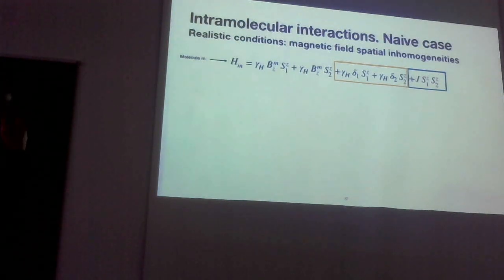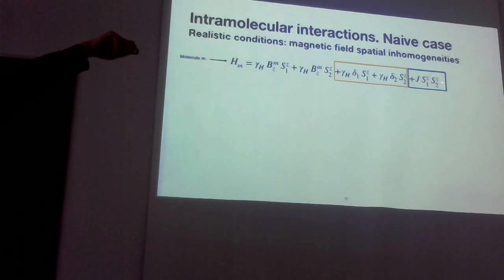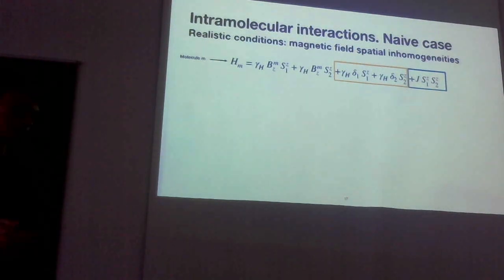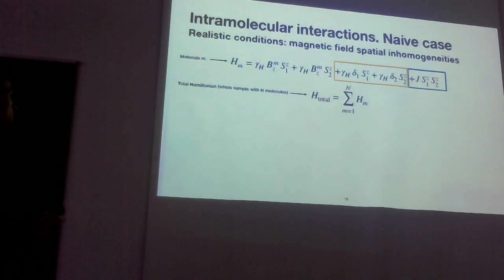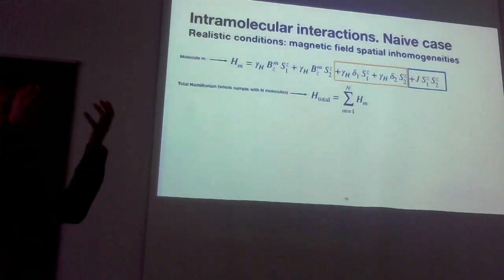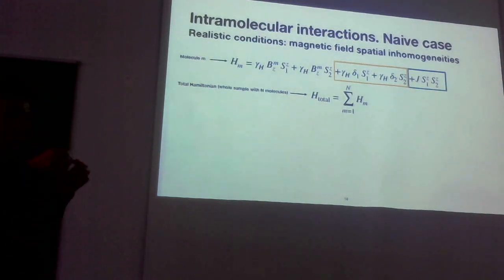Okay, so now you know the interactions that you can have. Let's go to a more experimentally realistic case. So this is the Hamiltonian that you have for one molecule, but you have to take into account one thing, and that is that in your sample you have more than one molecule. Actually, you have a lot of molecules. And if you take into account that you will have magnetic field inhomogeneities due to experimental difficulties when you want to create a very homogeneous field, each molecule, yeah.